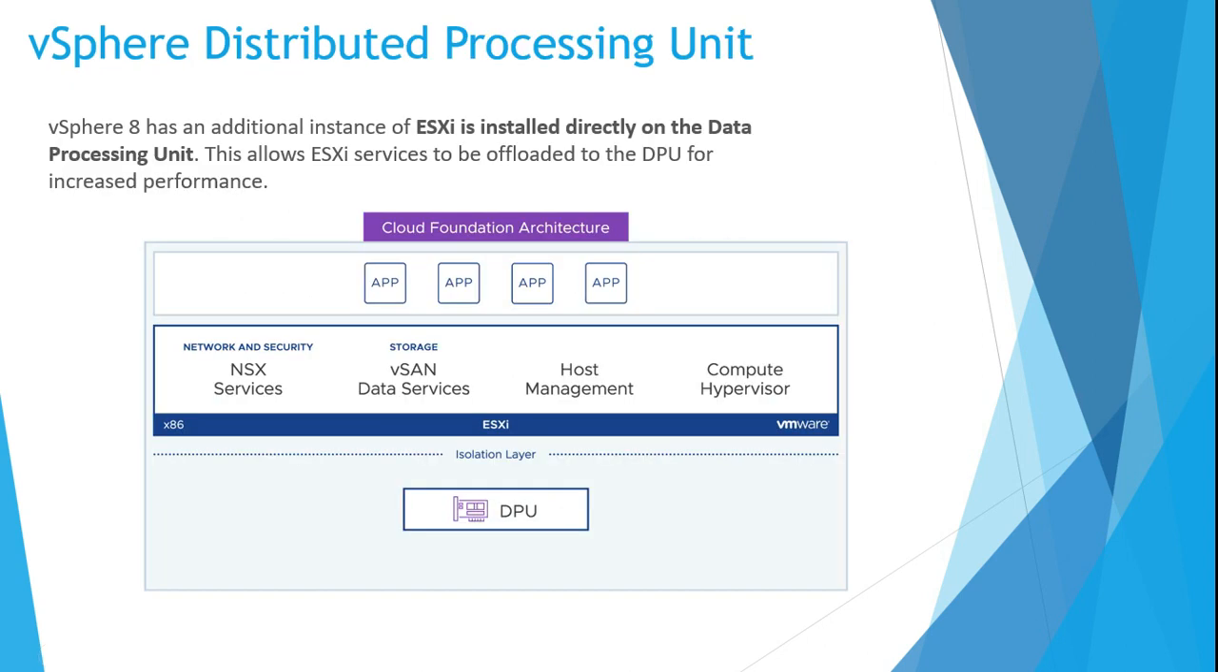Okay, so what is the vSphere distributed processing unit, which is DPU? vSphere has an additional instance installed directly on the DPU, and we'll look into how to manage and update this additional hypervisor in the coming slides as well. But this basically allows ESX services to be offloaded to the DPU for increased performance. As you know, if you are running the ESX hypervisor, most of the network traffic is handled by the ESX CPU itself. The hypervisor CPU cycles are, I wouldn't say wasted, but they are used for doing this mundane job. So what they are trying to do here is offload this sort of work onto this isolation layer of DPUs. So let's look into how that works.